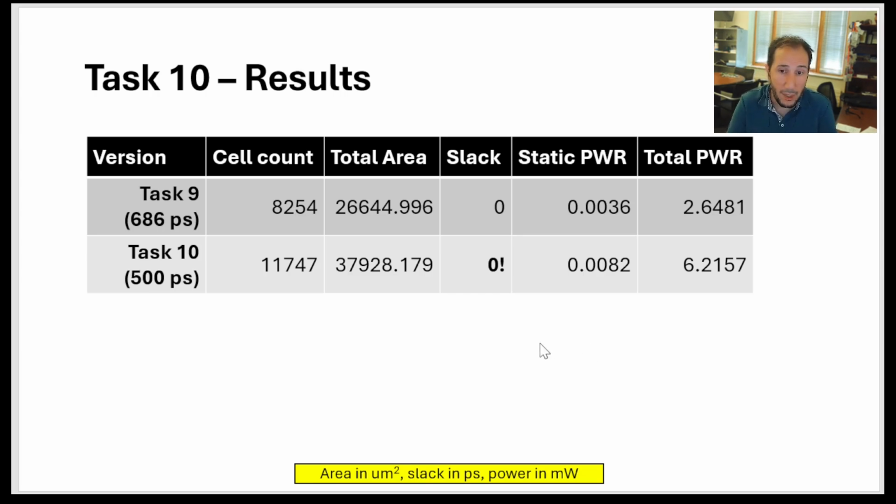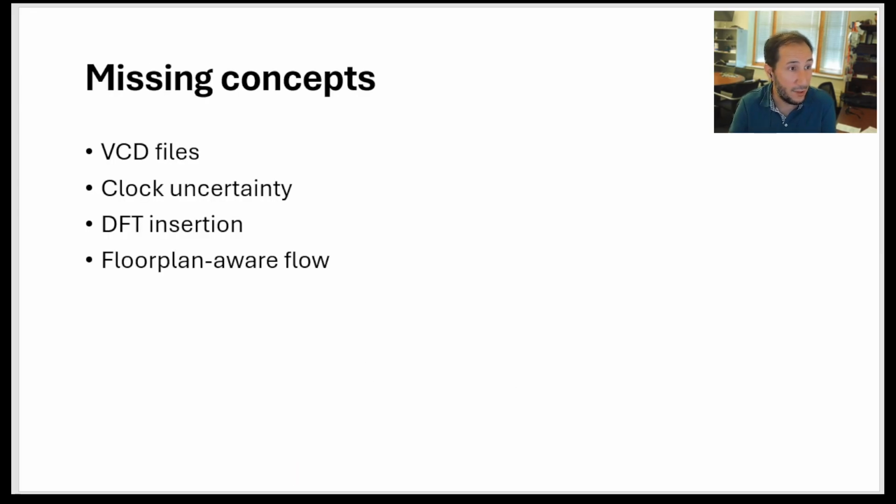We covered pipelining, we covered retiming. I have a few suggestions here at the end. There are some concepts that didn't appear in this video. If you want to do proper power estimation, consider using VCD files, so you actually use realistic inputs in your power estimations. We didn't talk about clock uncertainty. Everything we did, the clock was ideal. We didn't talk about DFT insertion, but there's a whole flow for inserting test capabilities, right? DFT. And we also didn't talk about a different flow within Genus where you do a floor plan aware design.